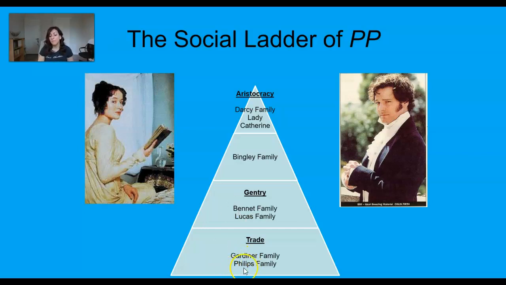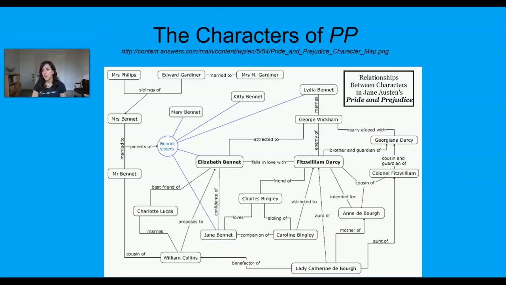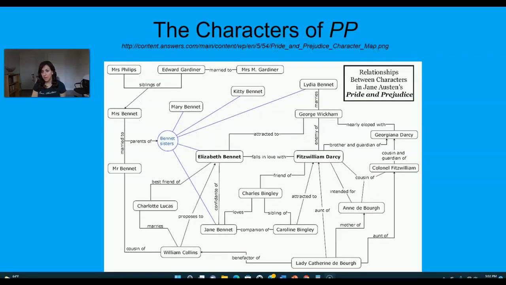And then we get the Phillips family, and they are even lower. And so I wanted to categorize all of the families in this social scale so that you guys could always look at this chart and figure out who's who and where they belong. Now, I'm going to post this because I think it might be helpful for you guys. Let me just lower this a little bit.